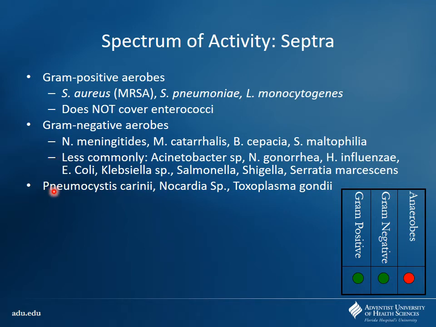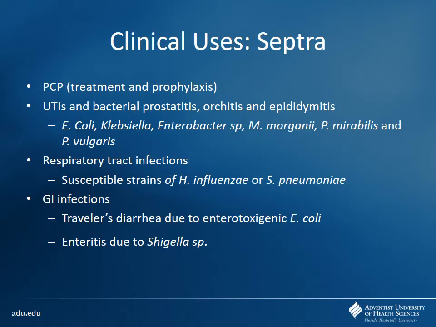Also, you'll see this used in patients who have an impaired immune system to help prevent certain secondary or opportunistic infections like toxoplasmosis, Nocardia, or Pneumocystis carinii. Sometimes you'll see it used in cancer patients or AIDS patients to help prevent these from developing. PCP, that Pneumocystis pneumonia, you see in a lot of AIDS patients or patients who have neutropenia. It's used quite a bit for UTIs or bacterial prostatitis.